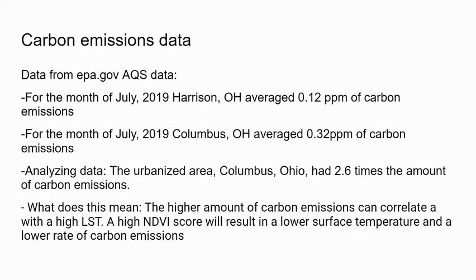So for analyzing the data, Columbus, Ohio had 2.6 times the amount of carbon emissions. What does this mean in correlation to our research project? This means that a higher amount of carbon emissions can correlate with a higher land surface temperature, and a higher NDVI index score will result in a lower surface temperature and a lower rate of carbon emissions.